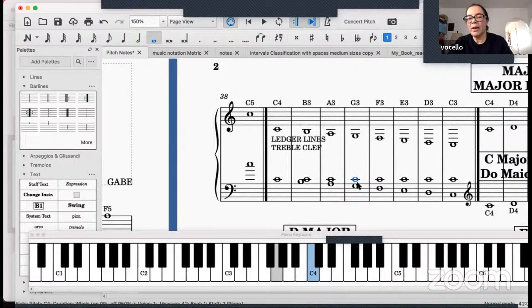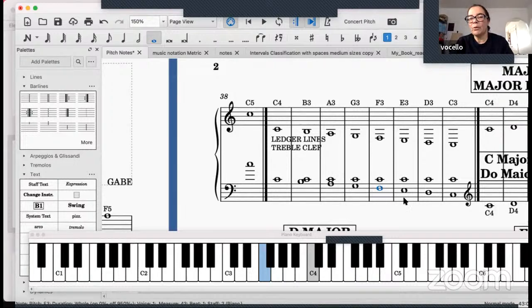Line number 5 is A, and the space number 4, 1, 2, 3, 4 is your G3. F3 is the fourth line on the bass clef. It's the third line below the musical staff on the treble clef. The third ledger line below the musical staff on the treble clef is F3. The line number 4 on the bass clef on the musical staff is your F3.